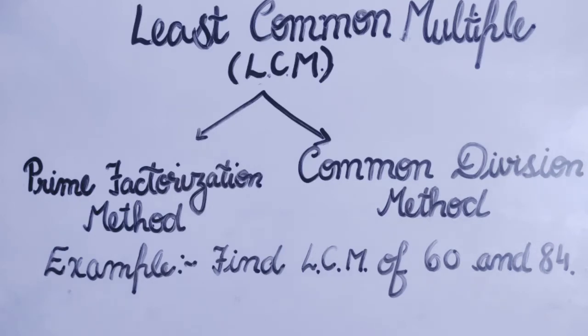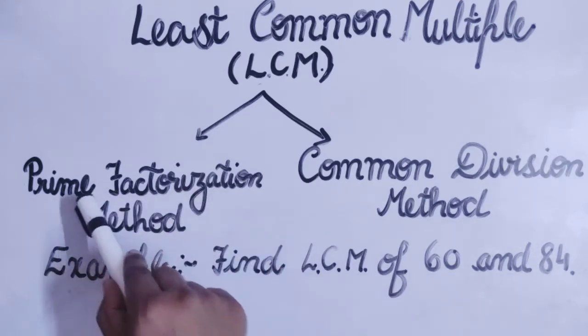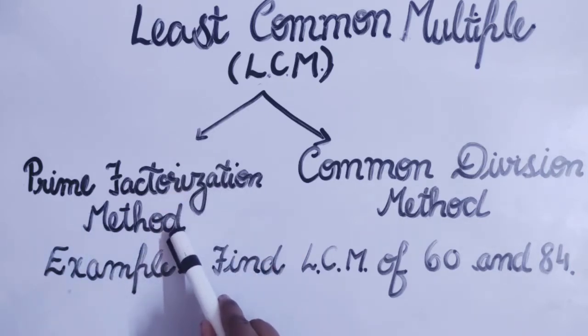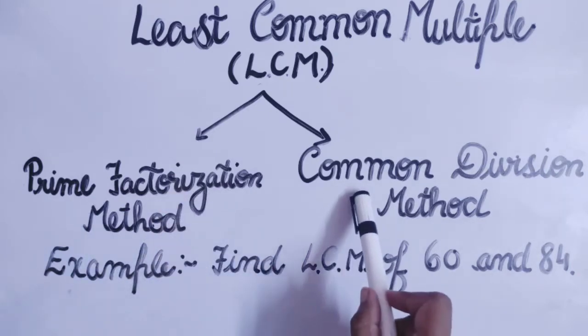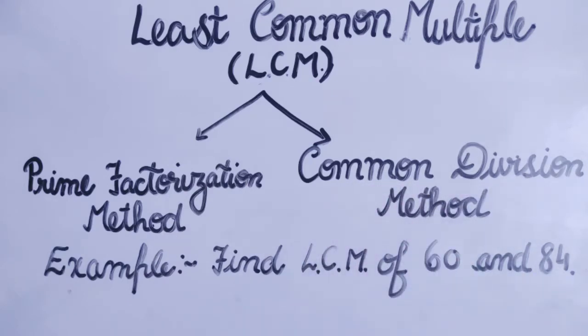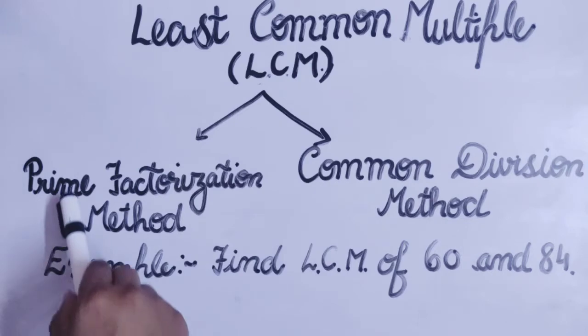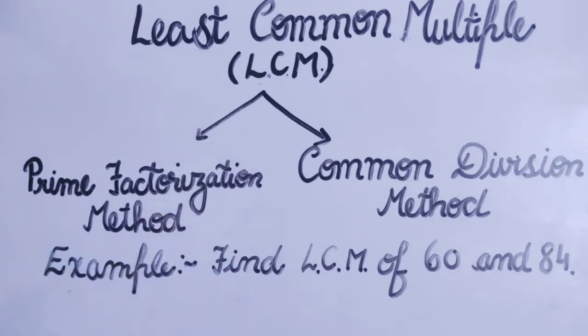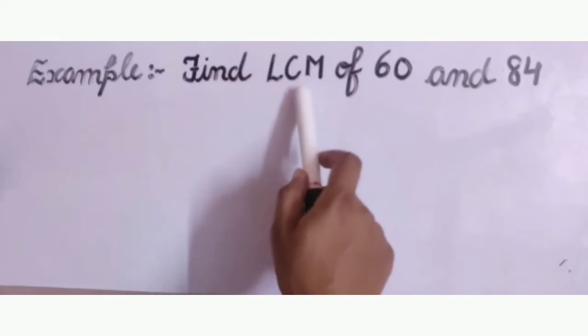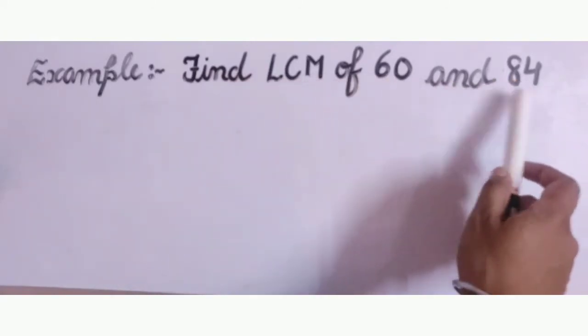Let's understand the methods of LCM. How we can find out the LCM of the given numbers. Students, there are two methods. First one method is prime factorization method, and second method is common division method. Students, first of all we will discuss prime factorization method. So let's understand this method with the help of one example. Example is, find LCM of 60 and 84.